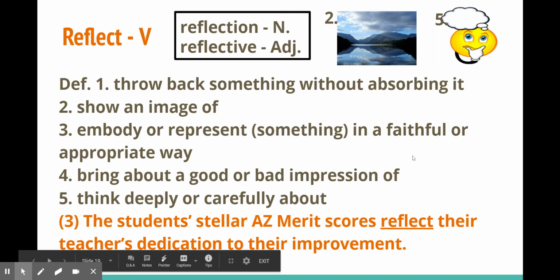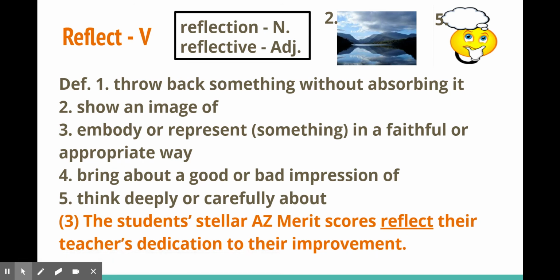The next word is reflect. Reflect means to throw back something without absorbing it. Okay, so sort of bounce off of you. If somebody throws a ball at you and you don't absorb it, that means it's been reflected off of you. To show an image of, like in a mirror. Embody or represent something in a faithful or appropriate way. So we want to vote for somebody who reflects our values and our ideas, right? They represent these ideas. Bring about a good or bad impression of.